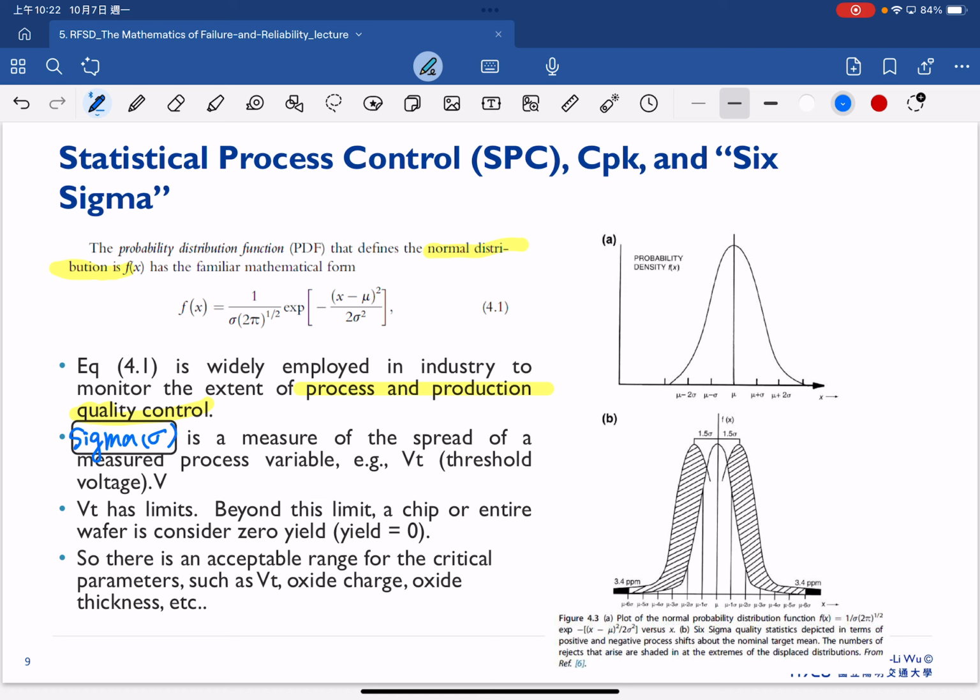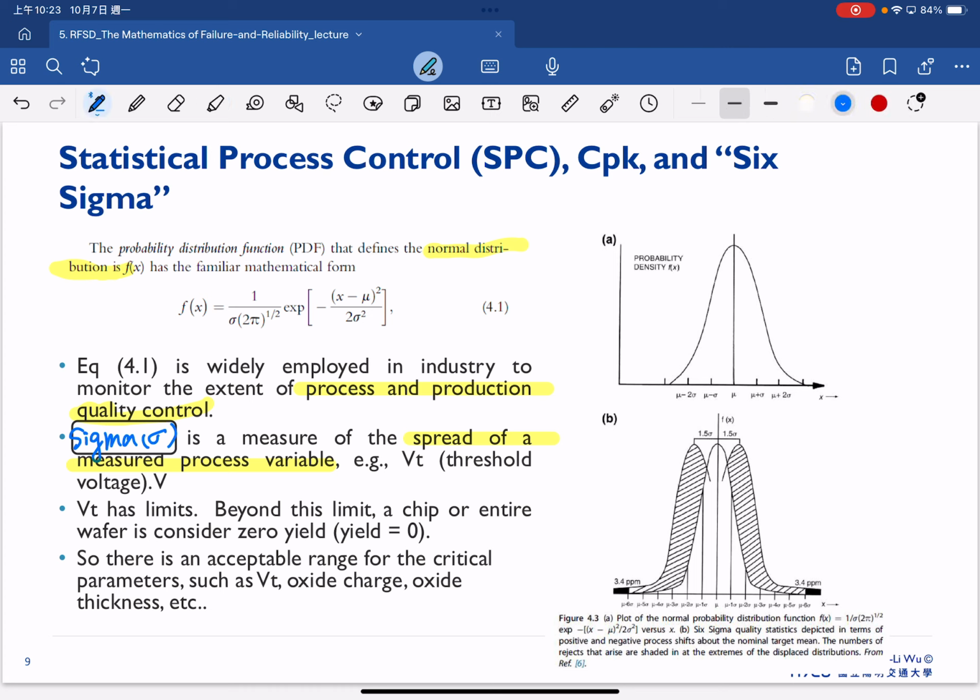Sigma is a measure of the spread of a process variability. For example, sigma can be a measure for all kinds of variables you are interested in. For example, in this case, it's a threshold voltage here. So in general, by considering the sigma, we can define certain information coming from this normal distribution function.